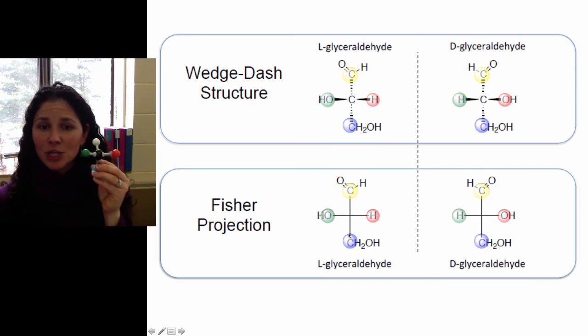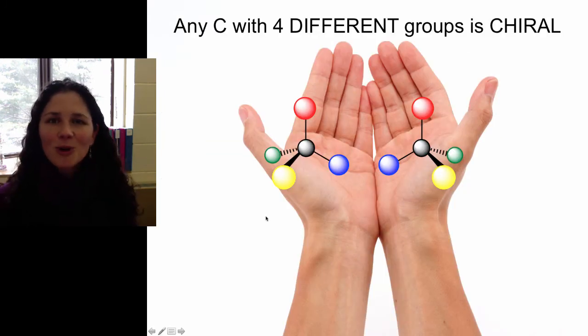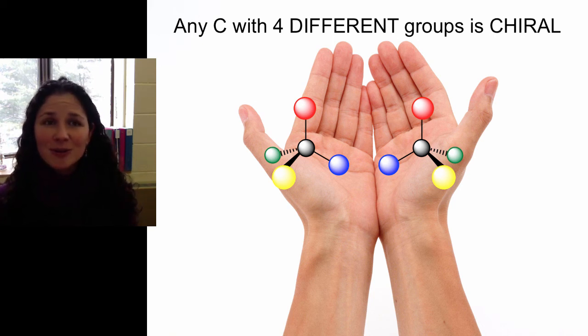Anytime you see a Fisher projection, though, know that the 2 groups that are horizontal are coming towards you and the 2 groups that are vertical are going away from you. Spend some time now to make sure you understand this notation. It will be important for you to be able to recognize chiral centers on skeletal structures and other representations of molecules on paper. To do this, we first have to recognize that any carbon with 4 different groups is chiral, and it's called a chiral center.